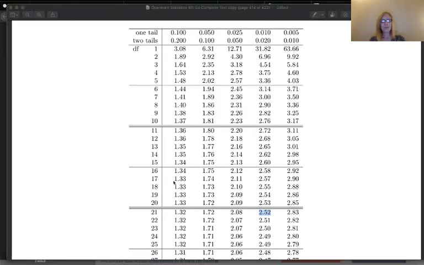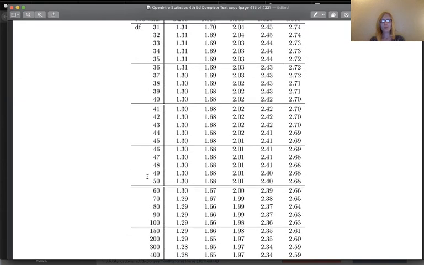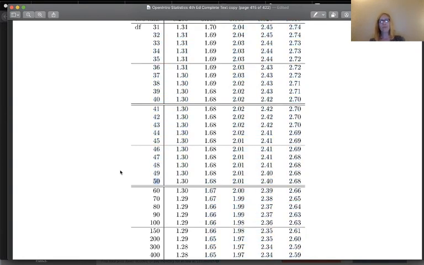Degrees of freedom, what did I say? 54. Degrees of freedom is 54. Oh, this is a good example. If you look at the table, do you see where I'm highlighting? Our table doesn't have 54 exactly. That's okay. If that ever happens, just use the next smallest degrees of freedom. If it's ever not there exactly, just use the next smallest one.